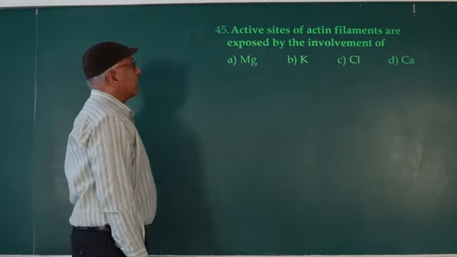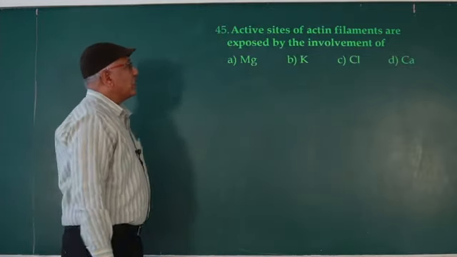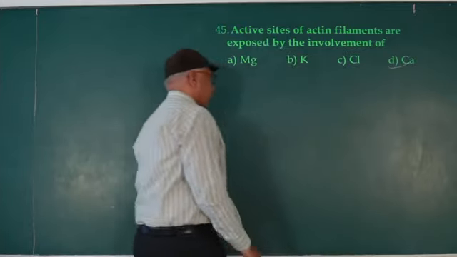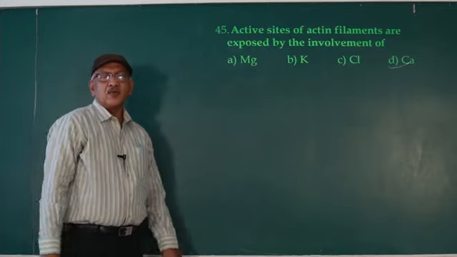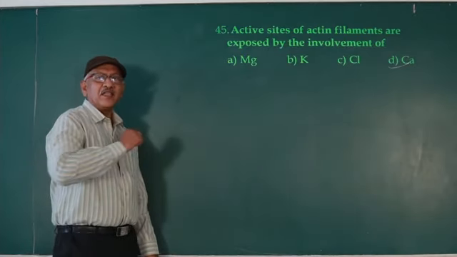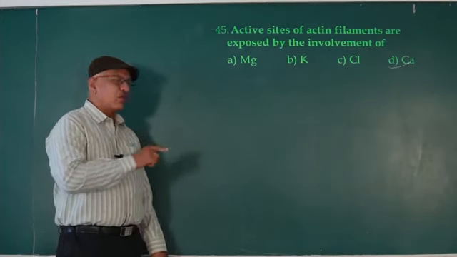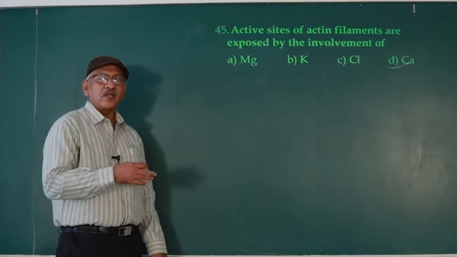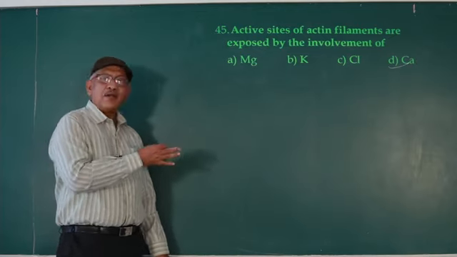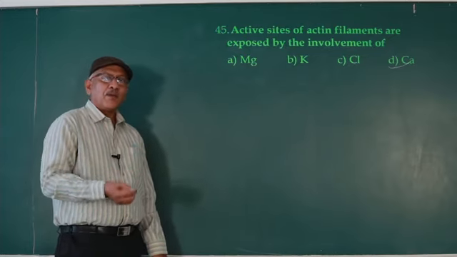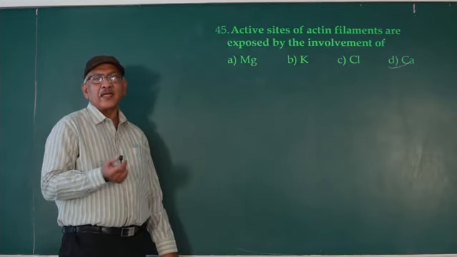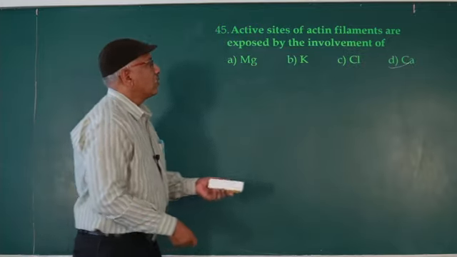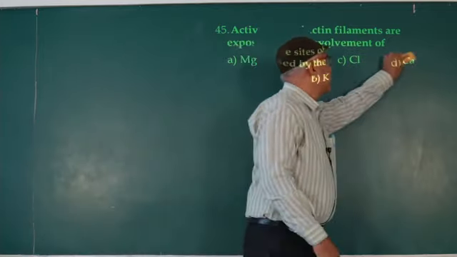Active sites of actin filaments are exposed by the involvement of calcium ions. Whenever calcium ions bind to the TnC subunit, the troponin-tropomyosin complex moves away from the active sites. Now the active sites of the actin filament are exposed. Now the myosin head attaches to the active site of the actin filament. So calcium ions play a key role.